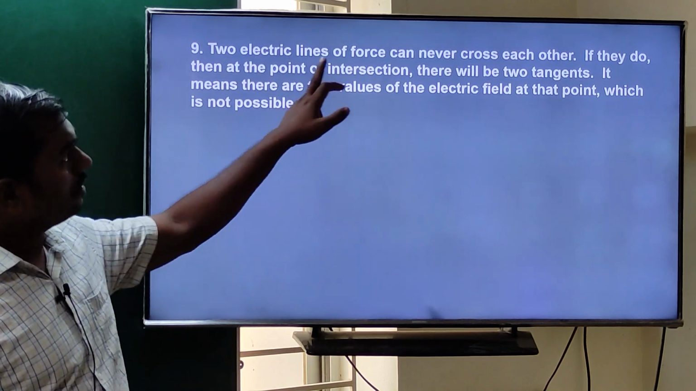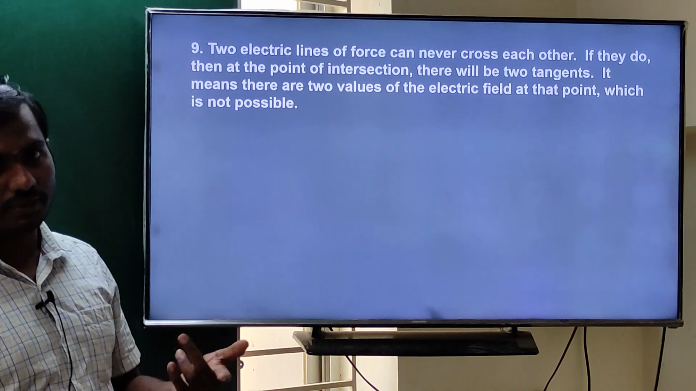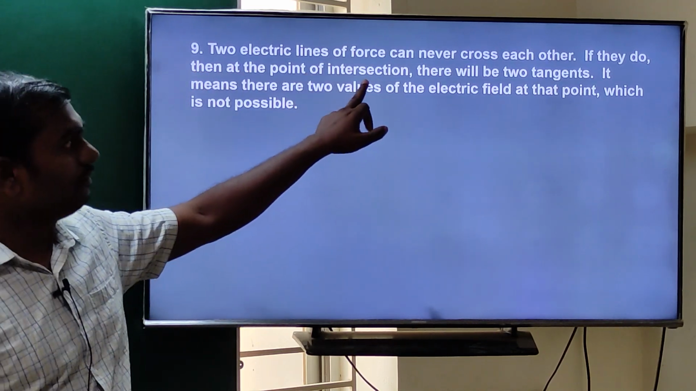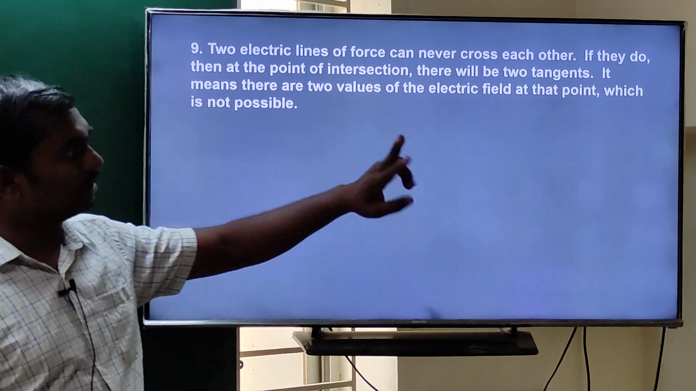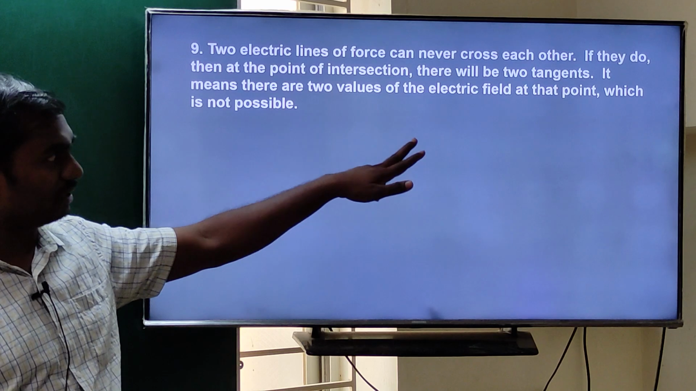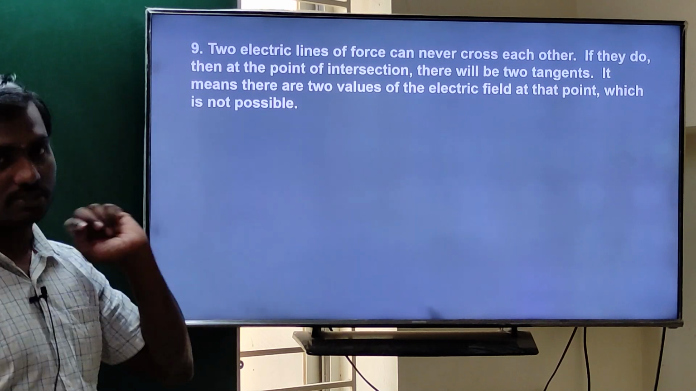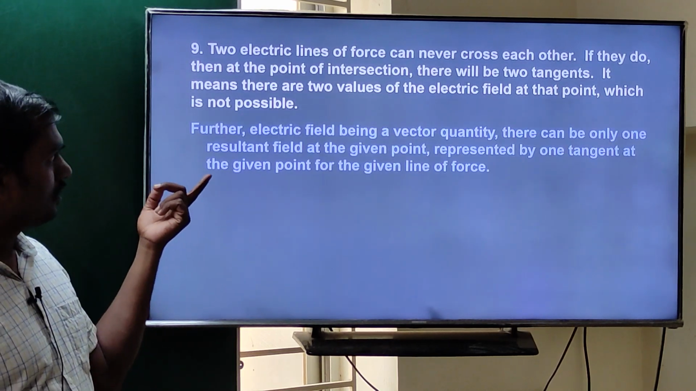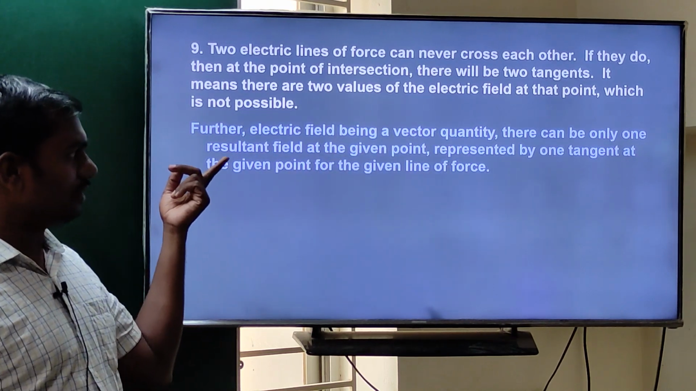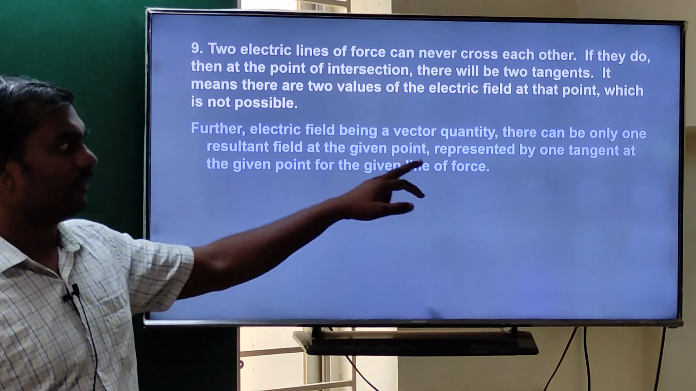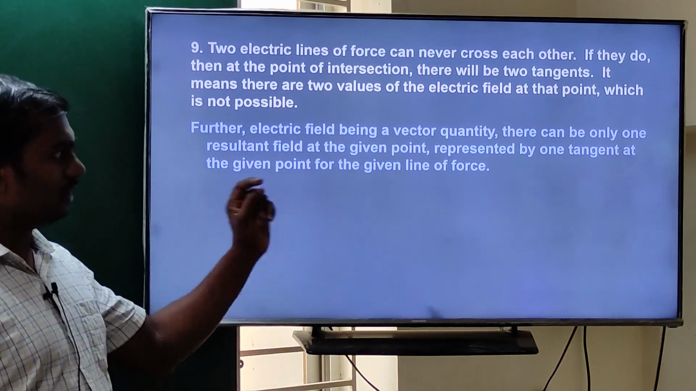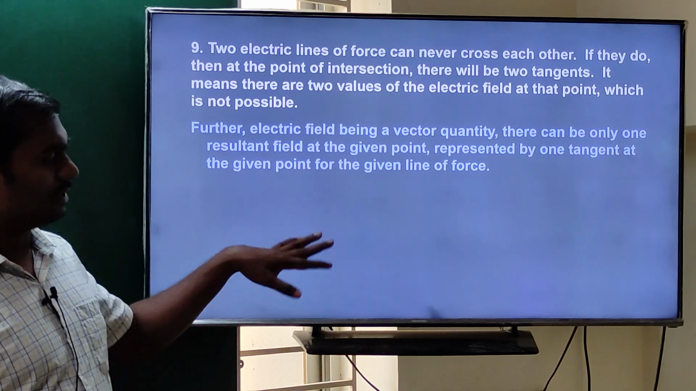If two electric field lines cross each other, then at the point of intersection there will be two tangents. It means there are two values of electric field at that point, which is not possible. Electric field being a vector quantity, there can be only one resultant field at a given point, represented by one tangent. One tangent only gives one directional representation of the electric field.